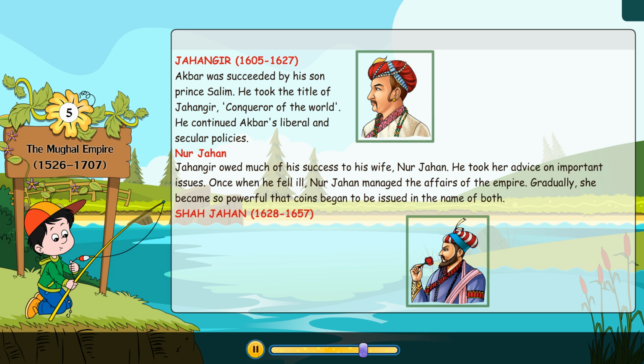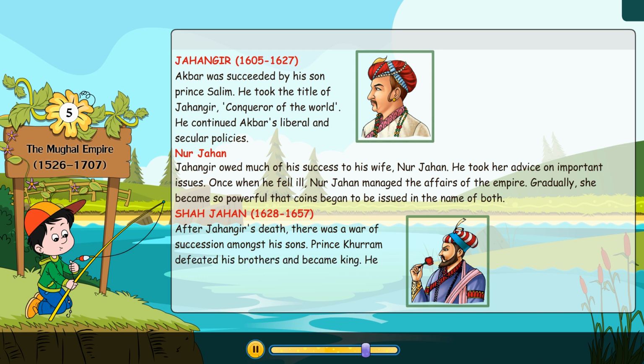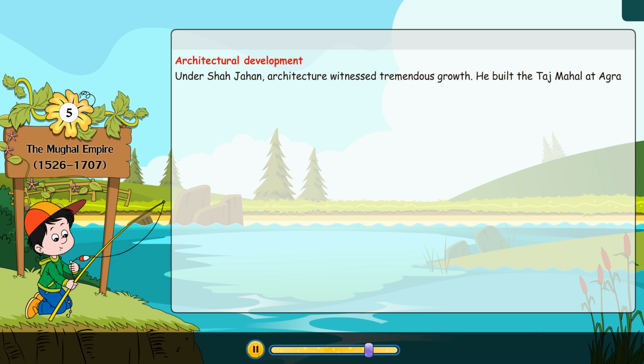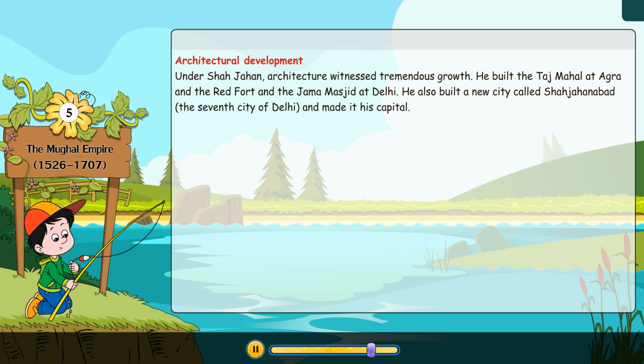Shah Jahan, 1628 to 1657. After Jahangir's death, there was a war of succession amongst his sons. Prince Khurram defeated his brothers and became king. He came to be known as Shah Jahan, meaning ruler of the world. Architectural development. Under Shah Jahan, architecture witnessed tremendous growth. He built the Taj Mahal at Agra and the Red Fort and the Jama Masjid at Delhi. He also built a new city called Shah Jahanabad, the seventh city of Delhi, and made it his capital.